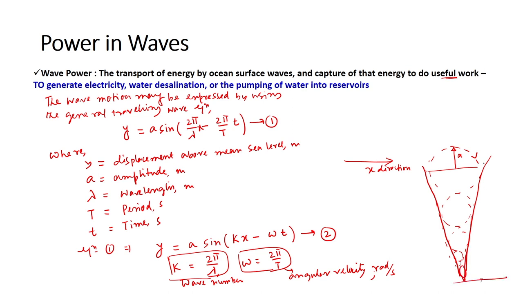So this will be our depth of water, and this is mean sea level. It will rotate something like this. That means any particle we take will give a circular motion of radius A, which is nothing but the amplitude of the wave. So if you write the wave, it will be something like this.